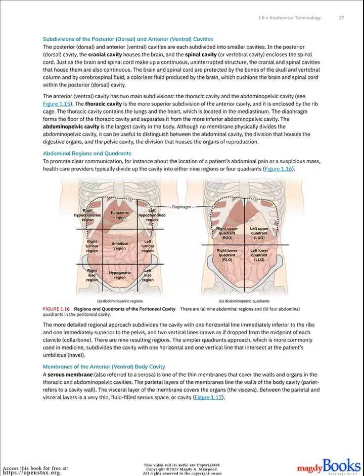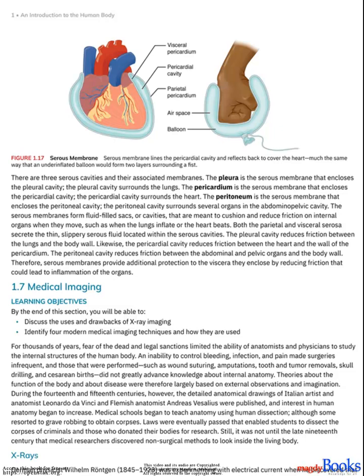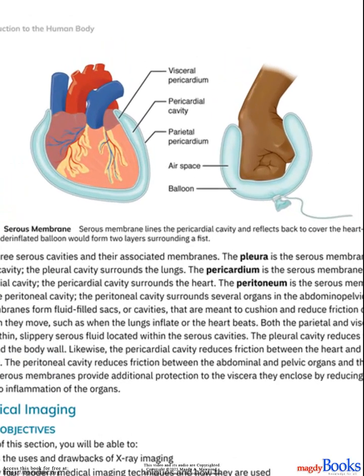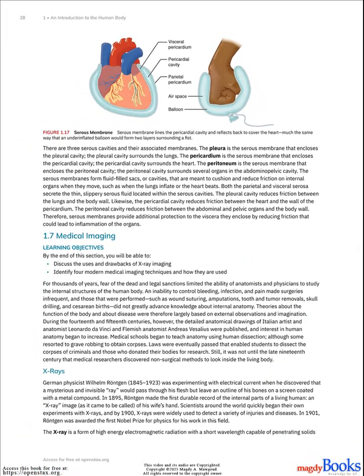Figure 1.17. Serous membrane. Serous membrane lines the pericardial cavity and reflects back to cover the heart, much the same way that an underinflated balloon would form 2 layers surrounding a fist. Visceral pericardium. Pericardial cavity. Parietal pericardium. Airspace. Balloon. There are 3 serous cavities and their associated membranes.